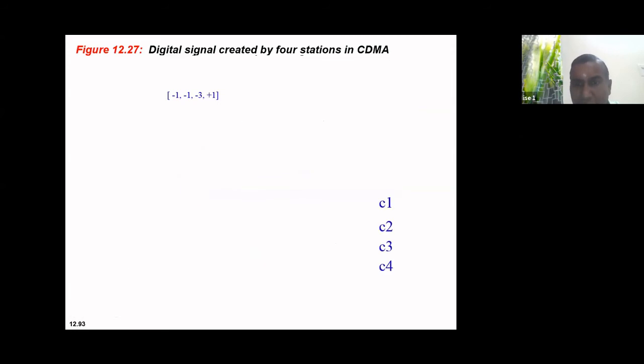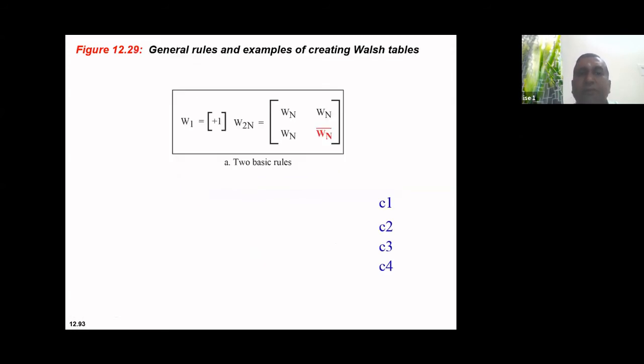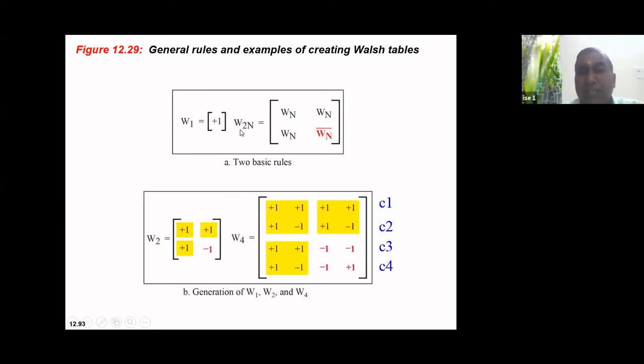Now we will see how to design the chip code. Generally, if a single station is there, its chip code is always taken as +1, or -1, whatever it is. Now if there are 4 stations, 2 into n means 4 stations, so n is equal to 2. So 2 into 2, 4 stations. So W2 is not 2n, it is W2. W2 will be Wn, Wn, Wn, and the complement of Wn.